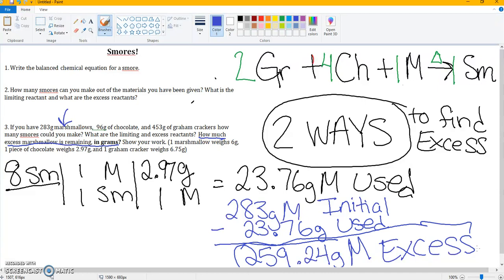So when they asked how many grams of marshmallow is left over, 259.24 grams of marshmallow is still there. That's how much marshmallow I have. Okay? So that's the first way. Again, the first way is by taking how much product you know you made from your limiting reactant and going to the excess reactant and then doing initial minus used equals excess. So on your note somewhere, I want you to write that process down.